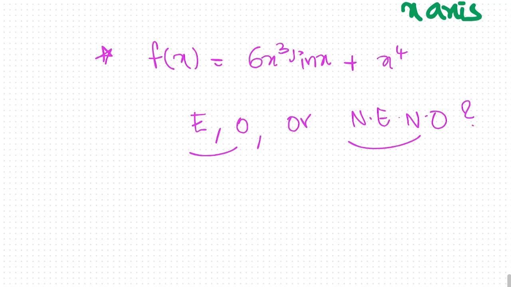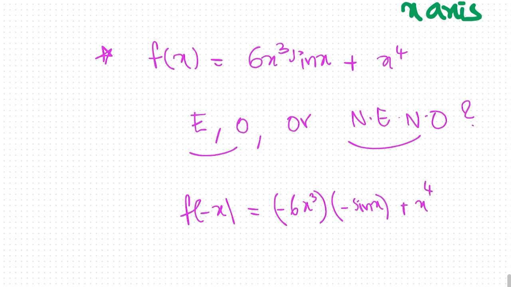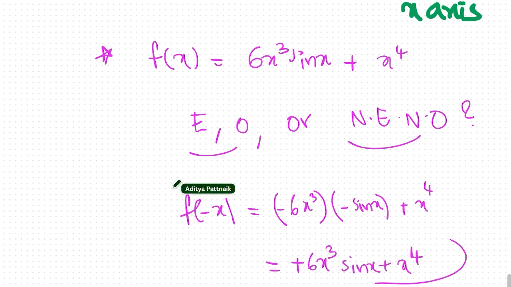So if you plug in negative x, you get negative 6x cubed times negative sine x plus x to the fourth. If you make it minus, it becomes minus 6x cubed sine x minus x to the fourth. So is it an even function? Yes, this is an even function, right? So positive 6x cubed sin x plus x power 4. So overall it is even.